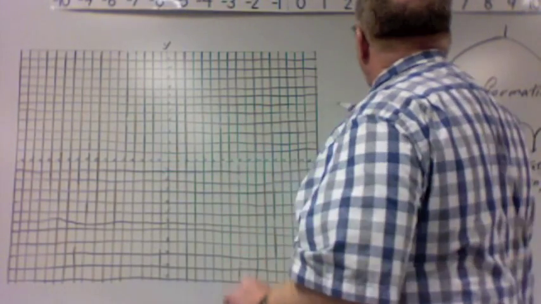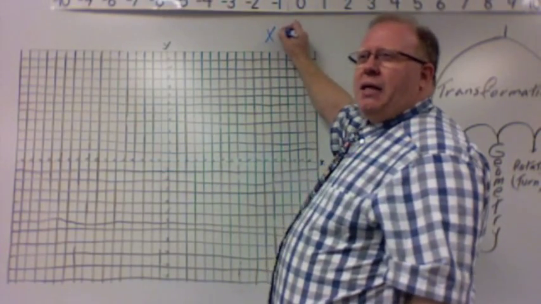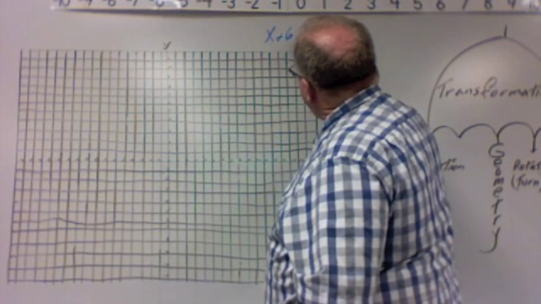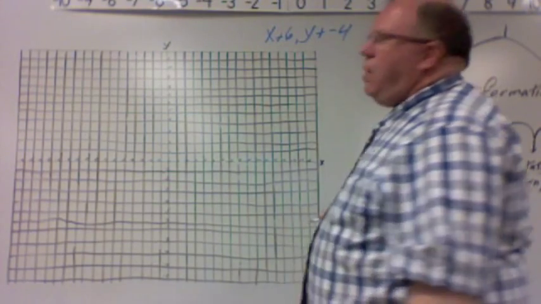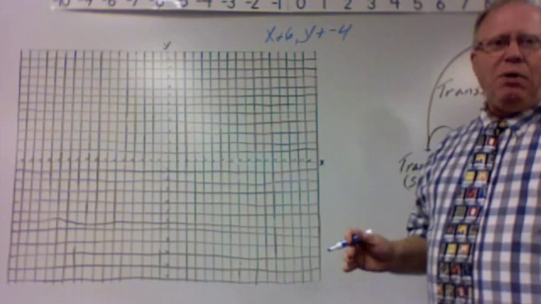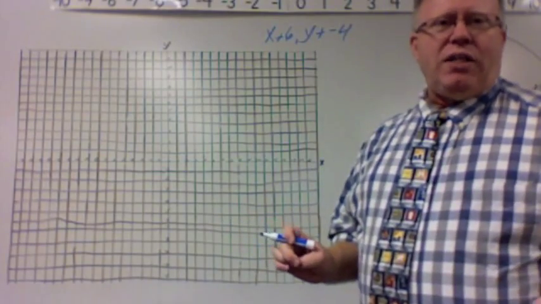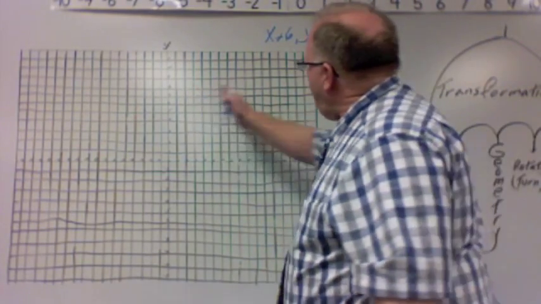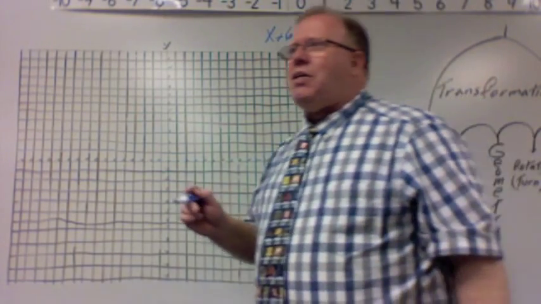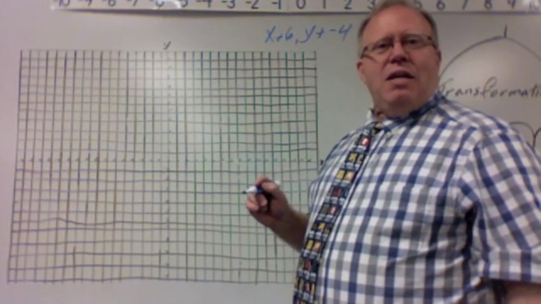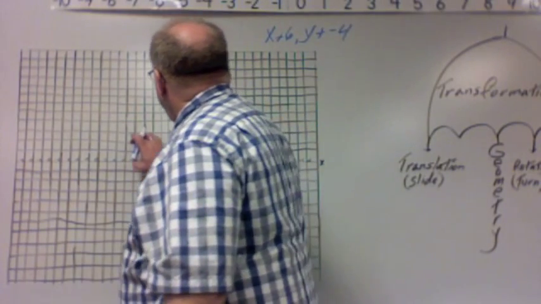Okay, let's say we've got an expression of x plus 6 and y plus negative 4. Well, what does that mean exactly? X plus 6 and y plus negative 4. What that means is each vertex is going to move 6 units to the right and 4 units down. Okay, let me show you what that means. Okay, let's start with, how about -4 and 5? Let's try that. So we're going to go -4 and then up to 5.